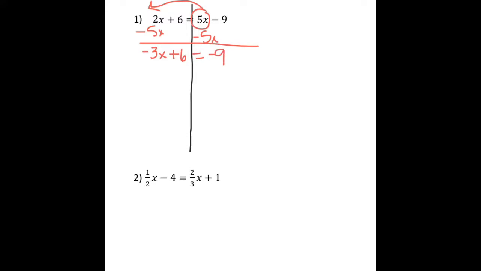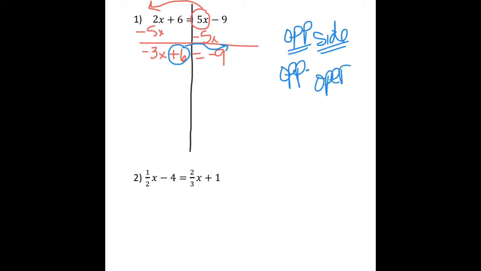Now I need to move all the constants to the right, so I need to move this positive 6 over to the opposite side. Remember, when we move things across the equal sign, this is kind of the hint. Opposite side, opposite operation. All right, so the opposite of positive 6 is negative 6. So I have negative 3x equals, same sign, add and keep, negative 9 and negative 6 equal negative 15.